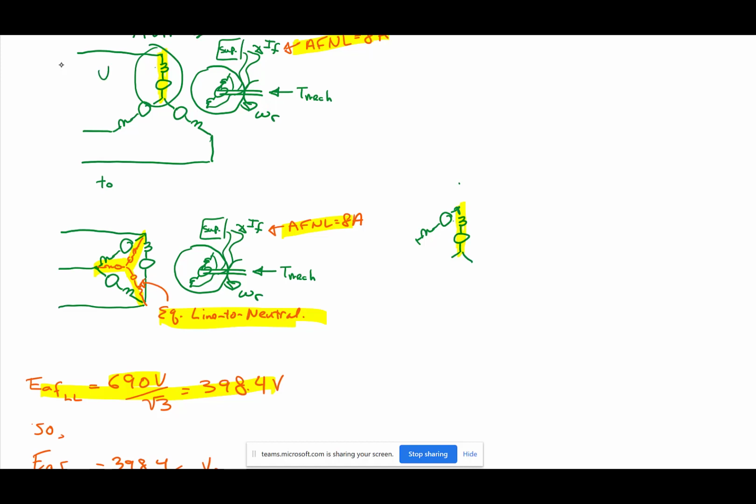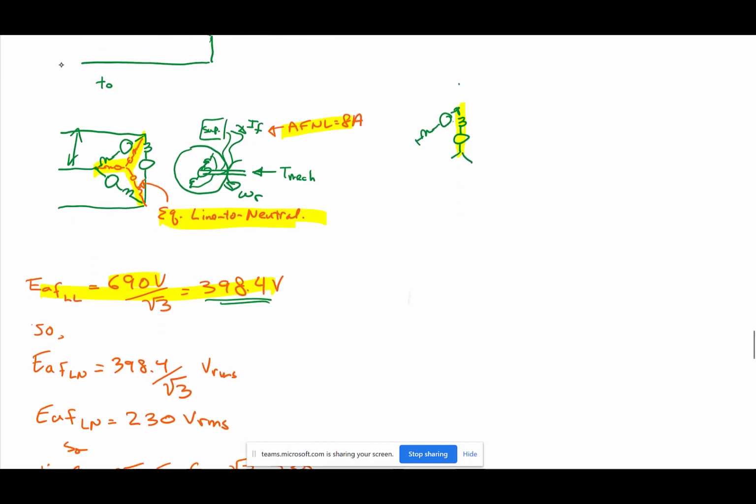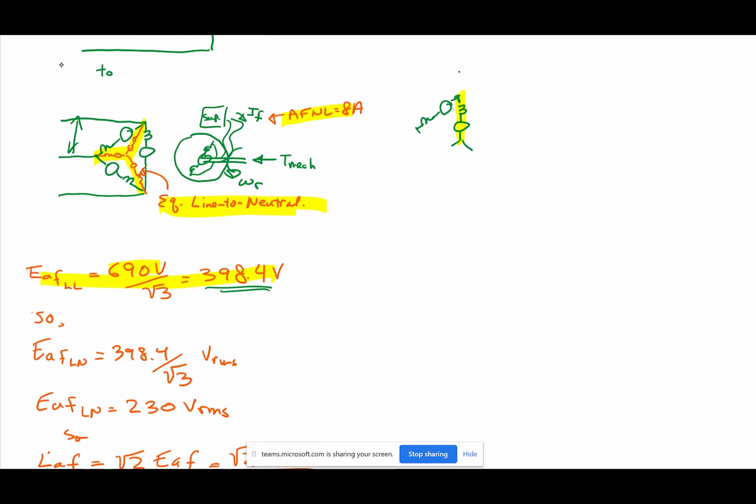That's V line to neutral across the phase. Now that becomes the line-to-line voltage. So the 690 line-to-line, you now get 398. So you change the machine from a 690 machine to essentially a 400 volt rated machine.